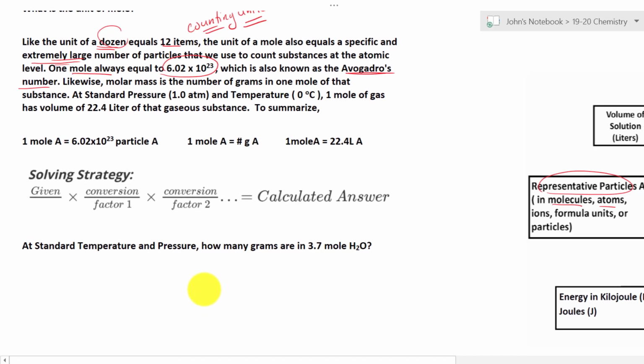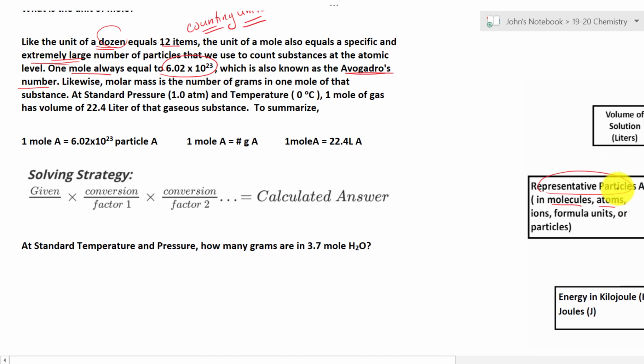Now let's look at the unit mole and the conversion factors. It can be converted from mole to particles, which is what? Atoms. Okay, the best term is representative particles: atoms, ions, molecules, and so on. Or we can convert mole to number of grams, and we learned that using the periodic table.